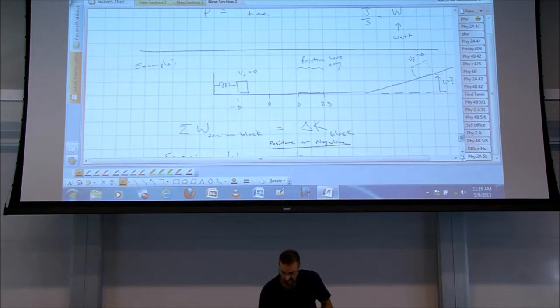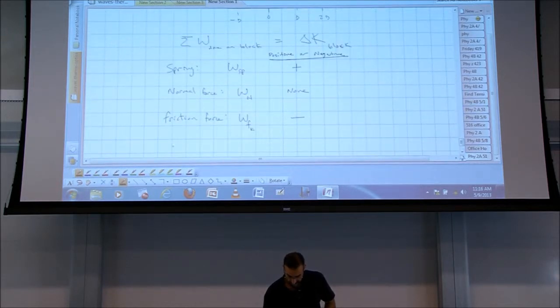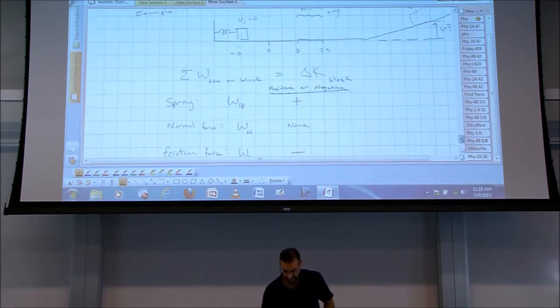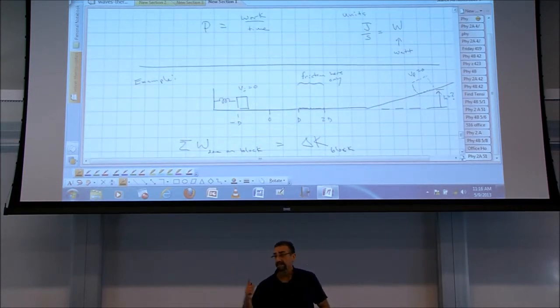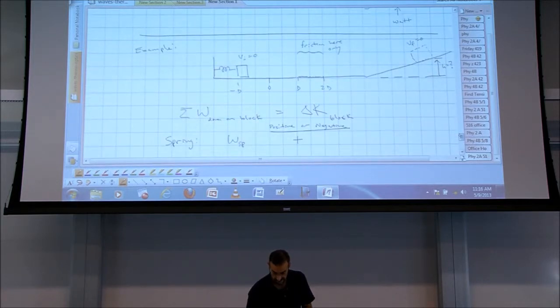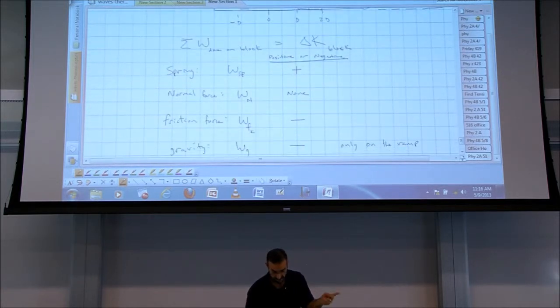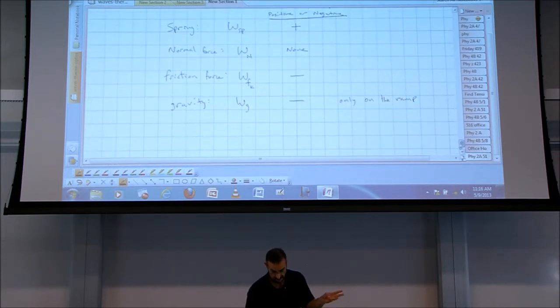So at the end there, we do get work done by gravity. And is it positive or negative? Only on the ramp. It's negative because the block is going up and the force of gravity is down. So we're going to get negative work done. Okay, and that's everything, I think. Anything else you can think of? The spring, the friction force, and the gravitational force. That's it here.